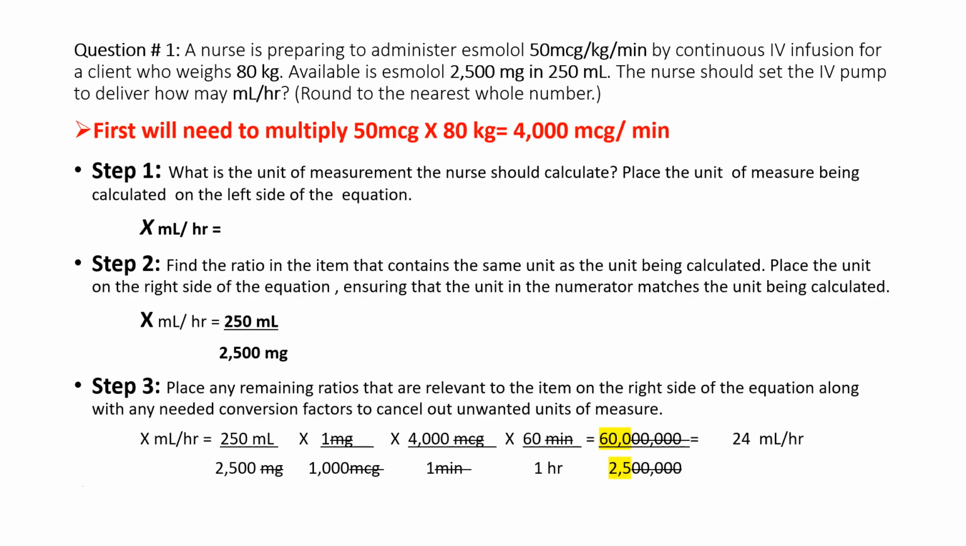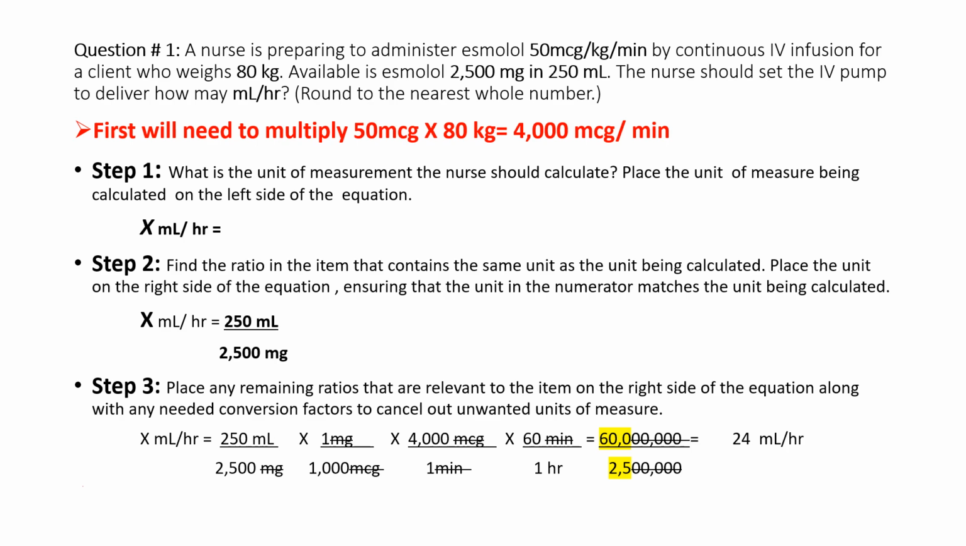So you're going to multiply 250 times 1 times 4,000 times 60. And that's going to leave you with 60 million basically, right? And then you're going to go down to the denominators, you're going to multiply them straight across, just like you did with the numerators. So the denominators, you're going to multiply 2,500 times 1,000 times 1 times 1, which is going to leave you with 2,500,000.